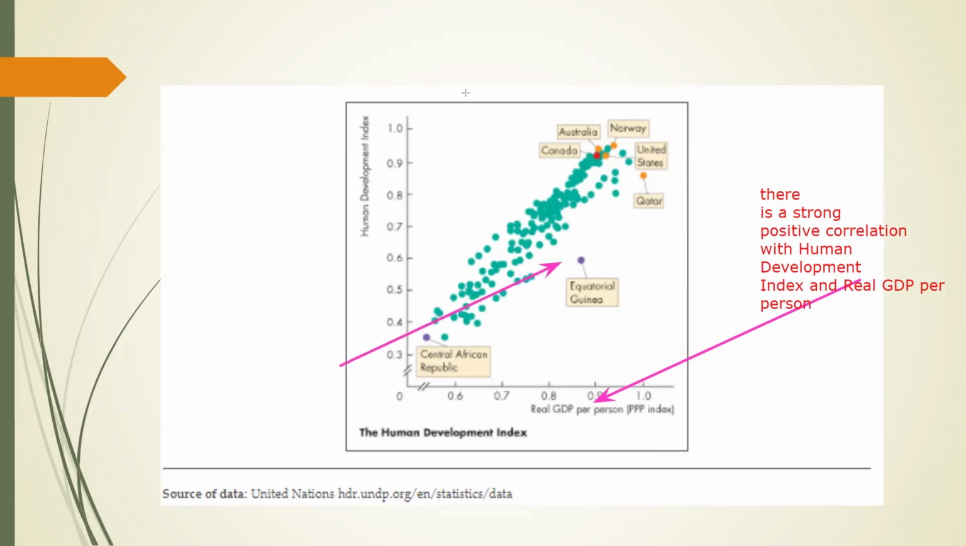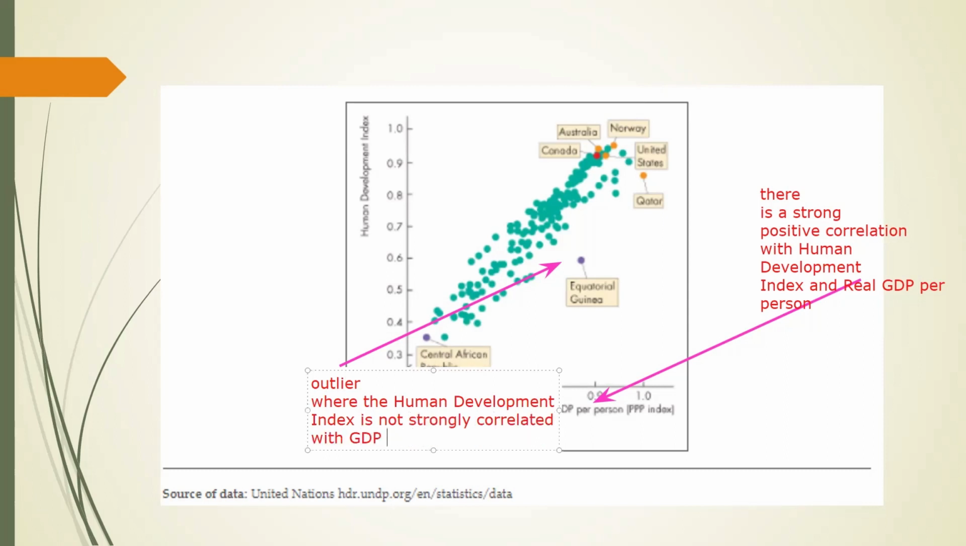Like that's what they call an outlier, where the Human Development Index is not strongly correlated with GDP per person. That's an outlier. But as this shows, real GDP per person is a pretty good measure of Human Development Index. But Human Development Index is better. If you want to look at how a country is in terms of living there, Human Development Index is probably one of the best metrics.